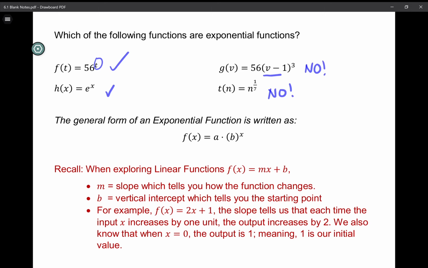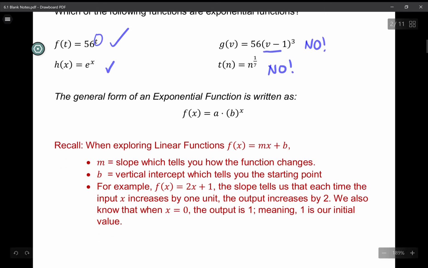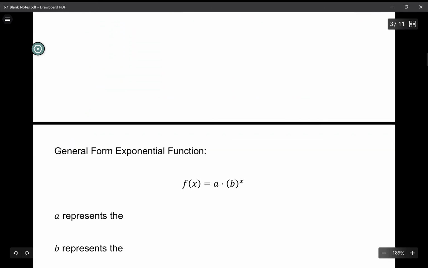So if we had an example like f of x equals 2x plus 1, that told us the slope was 2. So each time the input increased by 1 unit, the output increased by 2. And we also know that when x is 0, or the starting point, or maybe where it crosses the y-axis, the output is 1, meaning it's sort of our initial value. So just remember that's how it was with linear functions. It's a similar idea with exponential functions. So let's talk about exponential functions.